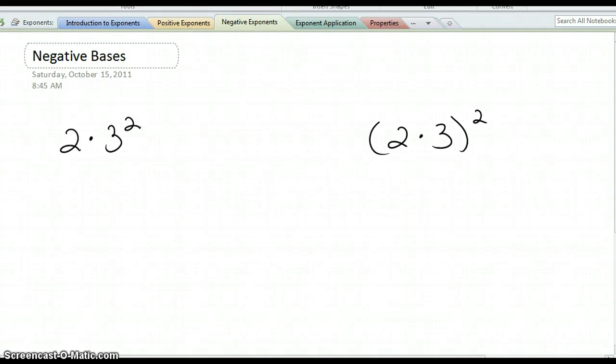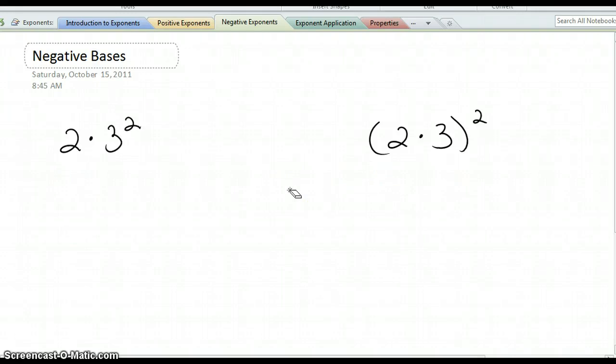To understand working with negative bases, it helps to think about our property where we have an exponent that's being shared with multiple bases. So let's distinguish between this first example, 2 times 3 squared, and the second example where we have 2 times 3 in parentheses squared. And think for just a minute about the difference between the notation in these two.